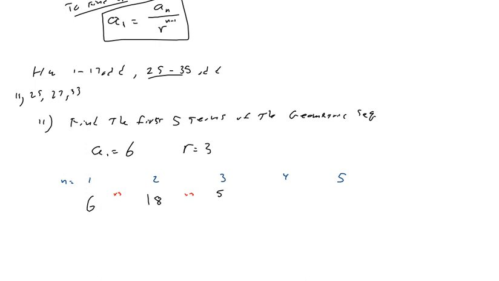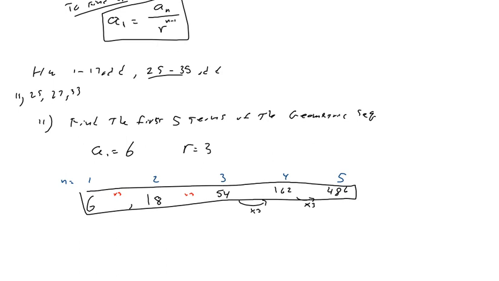54, times 3 again. 54 times 3 is 162. And then 162 times 3 is 486. And there's our answer, the first 5 terms of the sequence laid out in a pattern here: 6, 18, 54, 162, 486. Because we knew it was geometric, geometric means multiply each time. And so we did that multiplication each time, and we got our answer.